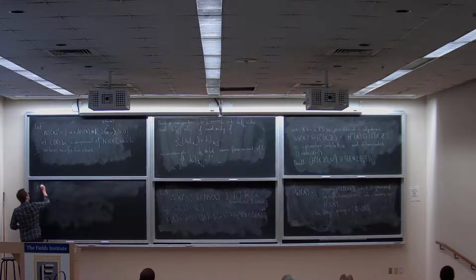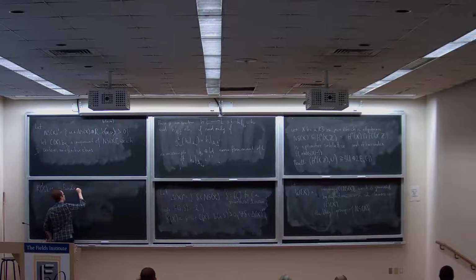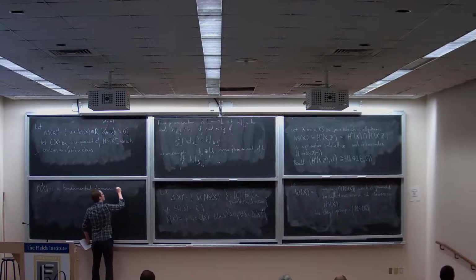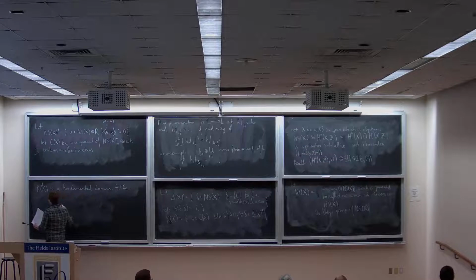K of X is a fundamental domain for the action of the Weyl group on C of X. The Weyl group obviously preserves the cone C of X, because it's not going to take something with positive square to something with negative square. And -1 isn't in the Weyl group, so it won't exchange the two cones.